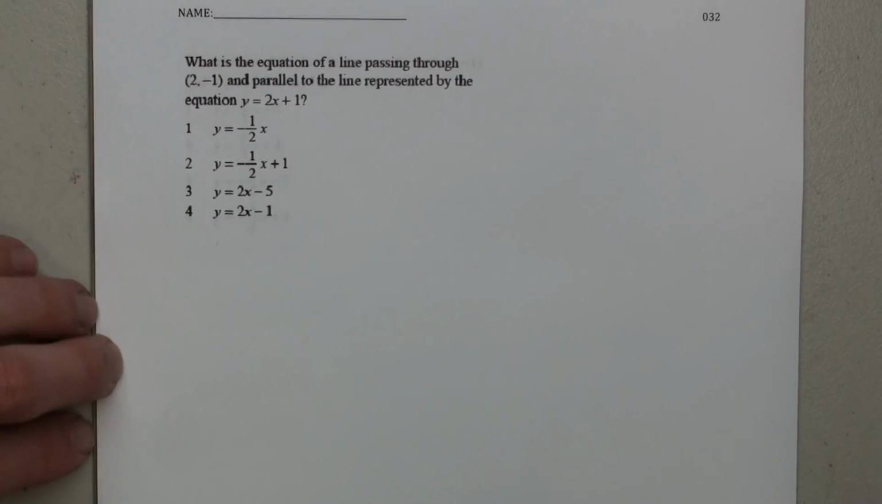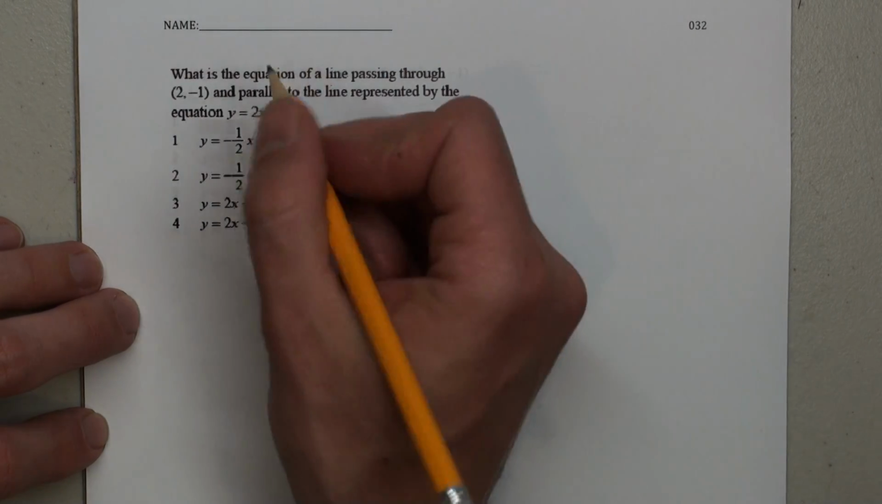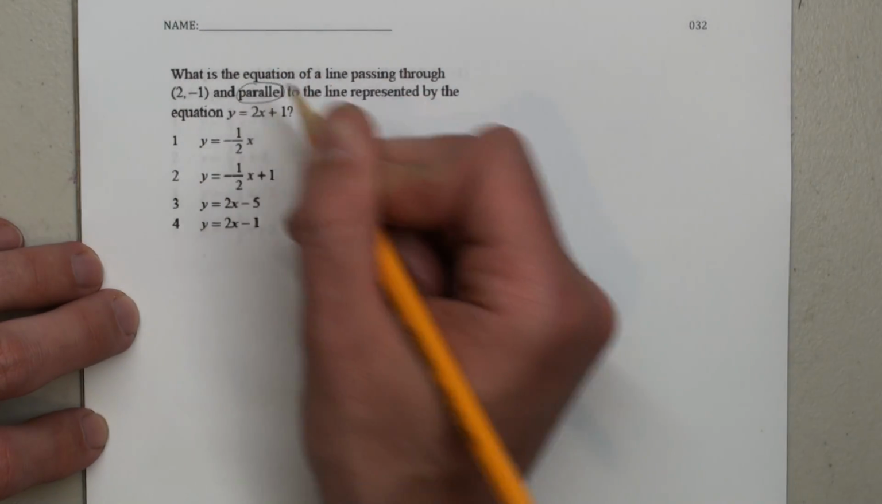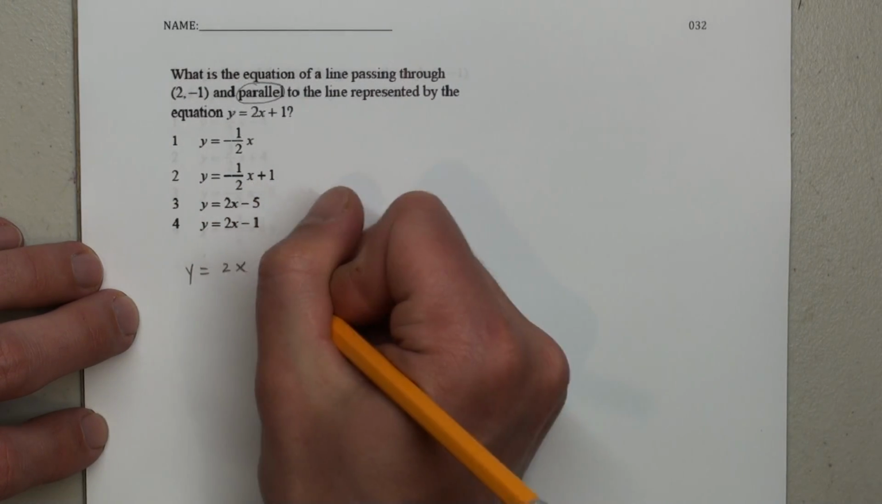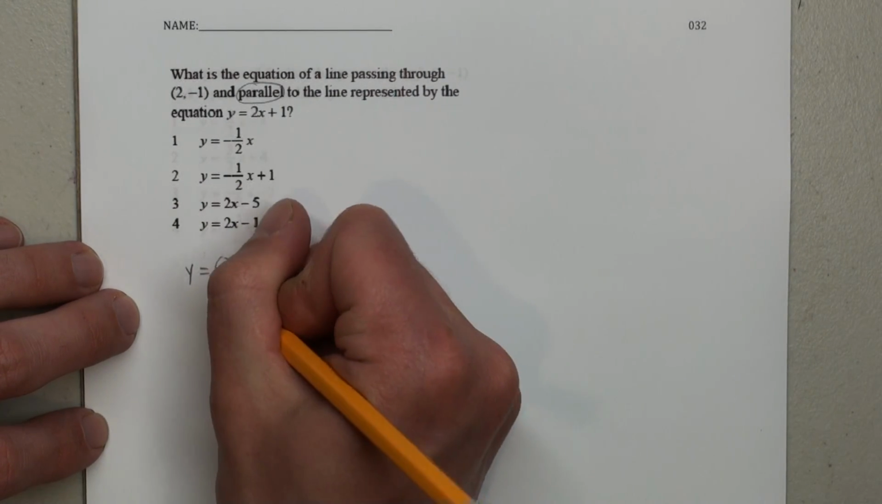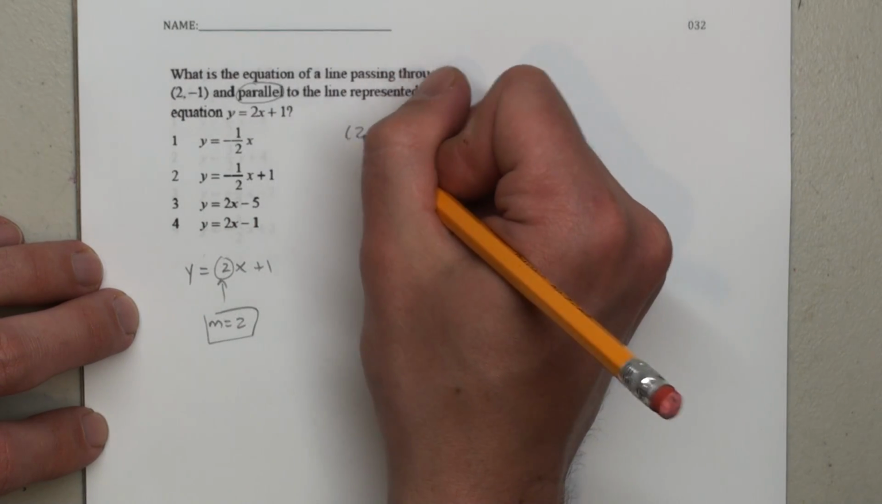32. What is the equation of a line passing through 2, negative 1 and parallel to the line represented by the equation y equals 2x plus 1? Wow, they were really nice to us here. They already put it in y equals mx plus b form. Saves us some time.